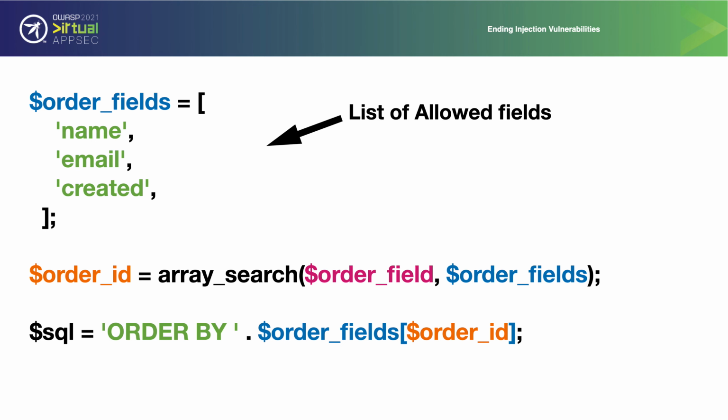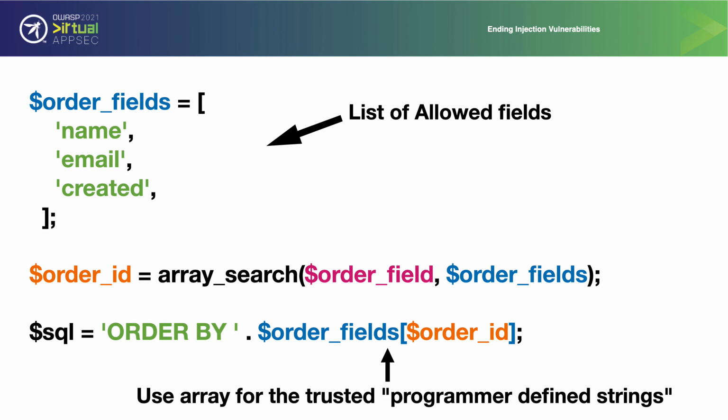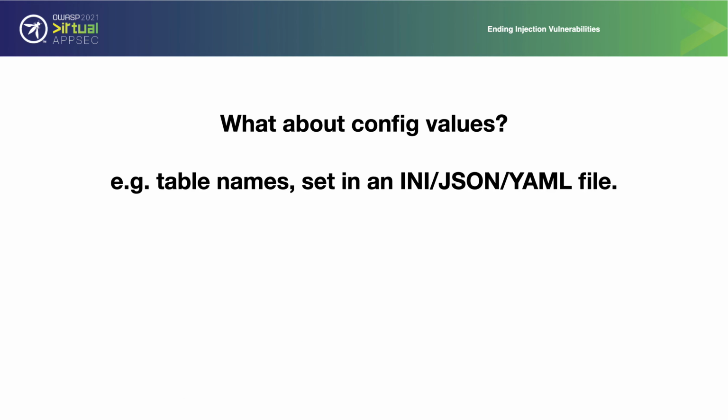If it doesn't match, we get a falsy value, which is kind of 0. And then we can use that index to pull back the programmer-defined string. So we are simply appending the programmer-defined string. That means that we are still working with the same principle, and we are also limiting what fields we're allowed to sort by. All good. What about config values? So things like table names, which are set in INI, JSON, YAML files.